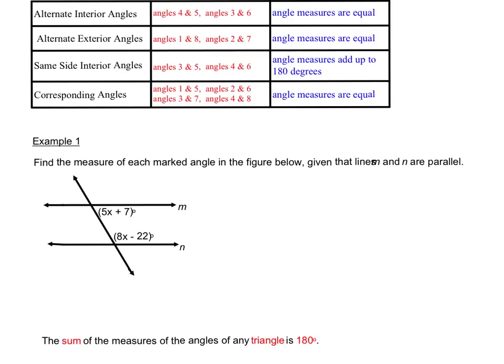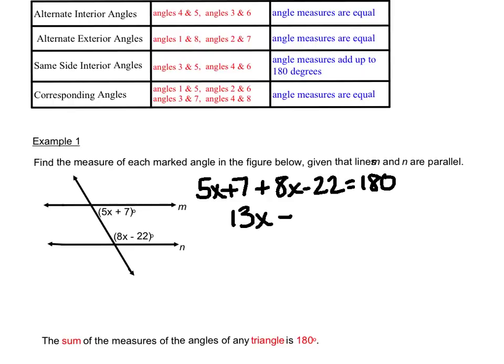So let's apply that concept to example 1. Find the measure of each marked angle in the figure below, given that lines M and N are parallel. All right, so we have angle 5x plus 7, and we have this angle of 8x minus 22 degrees. They're same side interior, so they're going to have a sum of 180 degrees. So we have 5x plus 7 plus 8x minus 22 equals 180 degrees. So we combine our like terms. So we have 13x minus 15 equals 180.